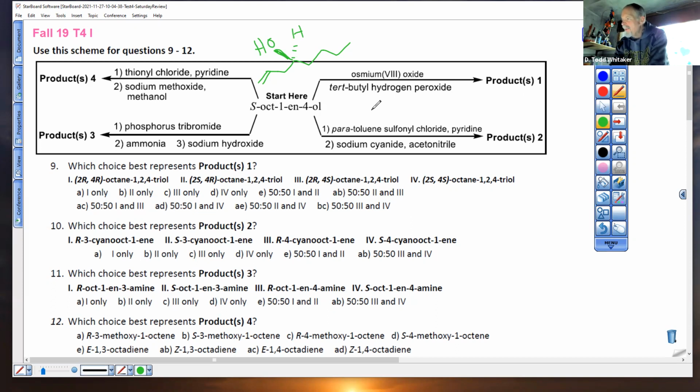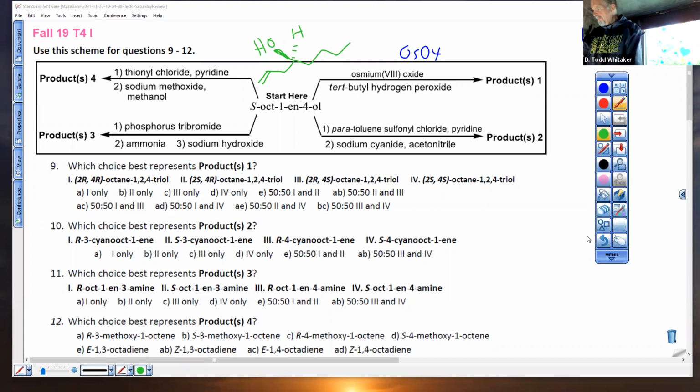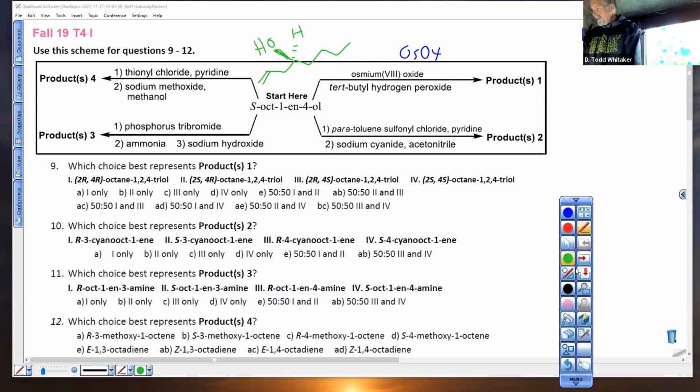What's going to happen here is osmium VIII oxide, that's OsO4, is going to react. And in the presence of a peroxide, we get a vicinal diol right here. So what we're going to show is the vicinal diol, product 1, over here. And because there's no changes over here, I'm just going to label that as R.